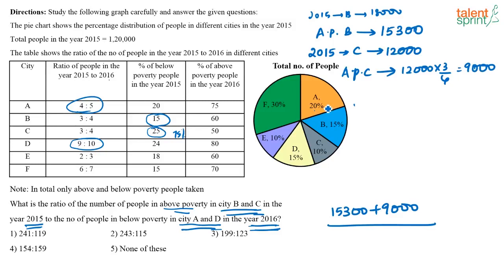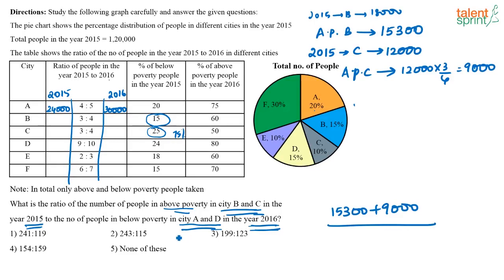See, if you look at city A, 20% of the population belongs to city A. So how many people are there in city A in the year 2015? 1,20,000 into 20 by 100, or I can say 24,000 people are there in city A in the year 2015. So I'm just going to write down the values here. 2015, 2016, right? I have 20% of 1.2 lakhs, that is 24,000 people. Now here it is given that the ratio of population of people in the year 2015 to 16 is in the ratio 4:5. So if this is 24,000, then how much will come here? 30,000 will come here, right? Then only the ratio becomes 4:5. If 24,000 accounts to 4, what will account to 5? 5 will be 30,000, right?